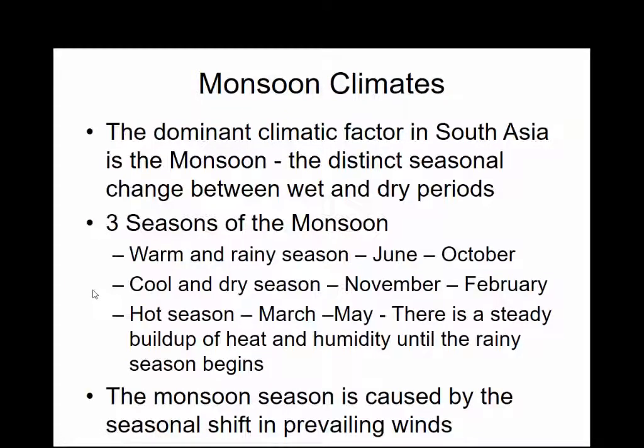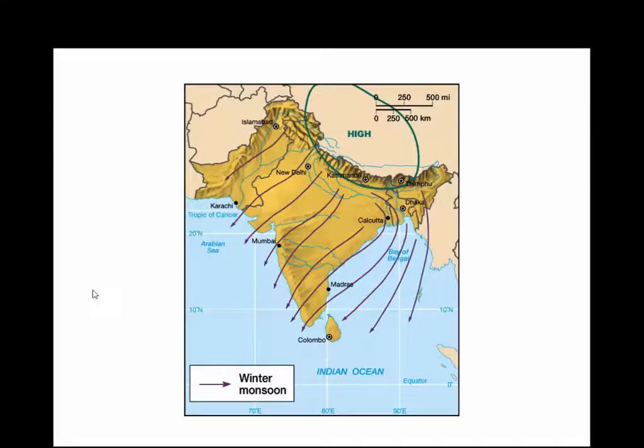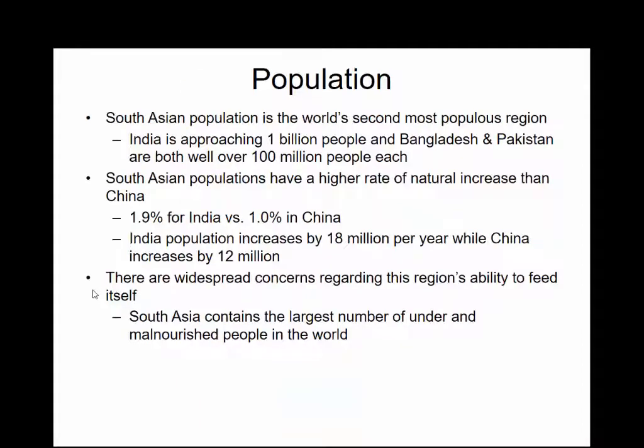Monsoon, dominant climate factor, has a warm season, cold season. I'll let you kind of look at these maps here. It's the world's second most populous region. It's approaching about 1 billion people. Pakistan, Bangladesh, well over 100 million people right now.